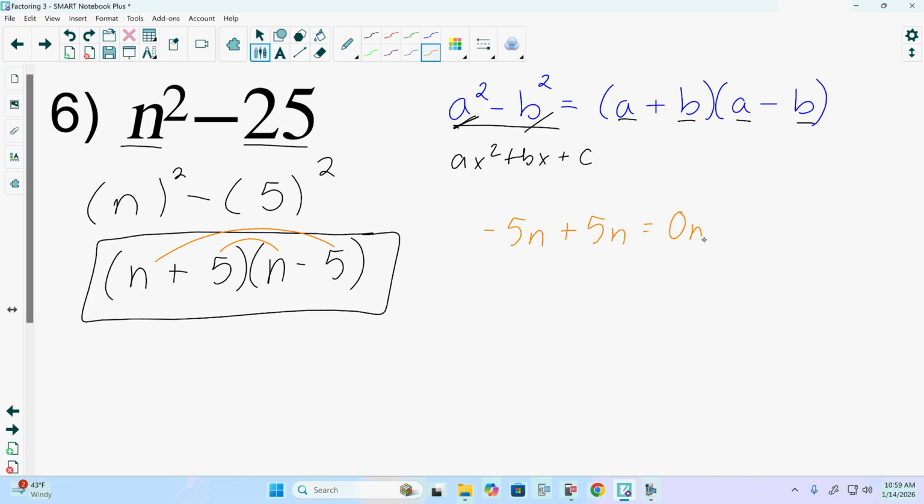Questions on this here? These are some of the nicer ones, I think, especially once we see what the two values are. Plus, minus, we're done. Be ready for the next one.